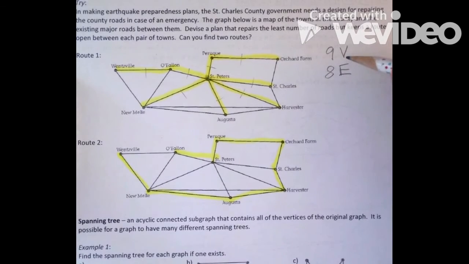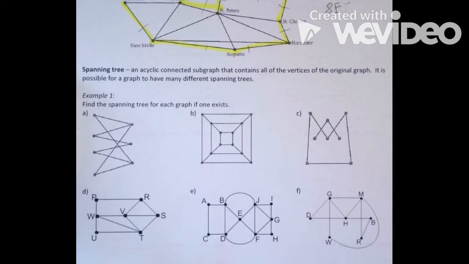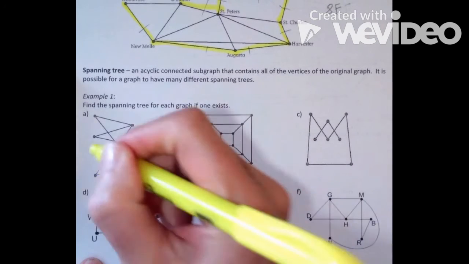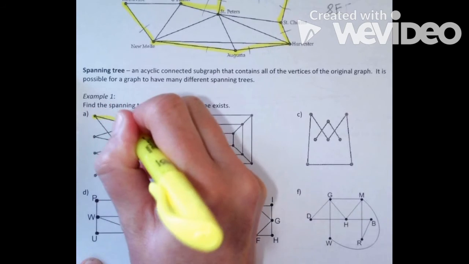And you should remember that if we have 9 vertices, we're going to have 8 edges, and the same happens here, right? So a spanning tree is an acyclic connected subgraph that contains all the vertices of the original graph. It's possible to have many spanning trees in the graph. So in example 1A, how can we connect with the least amount of edges?